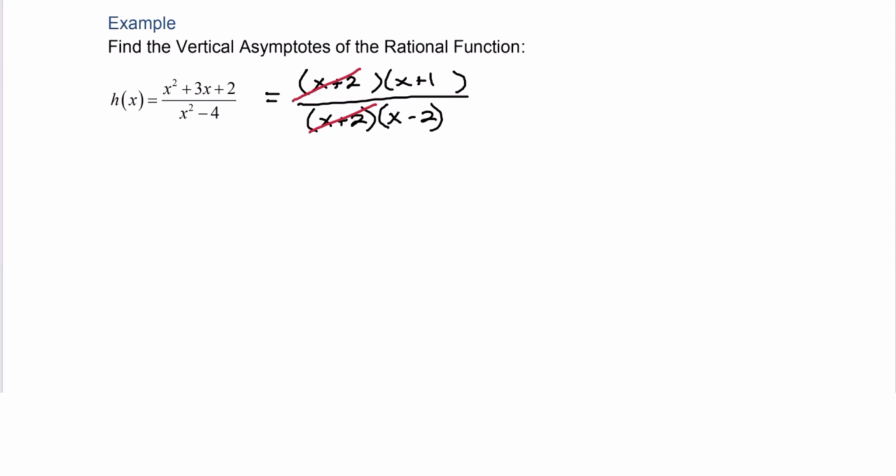And now look at the denominator. Look at the zeros of the denominator. So set the denominator equal to 0 and solve. We get that x is equal to 2. This is the vertical asymptote.